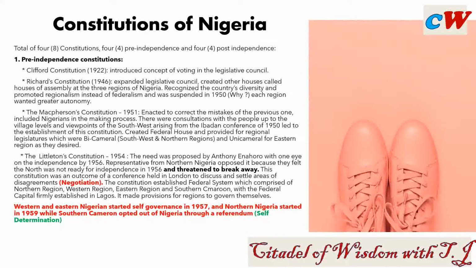The third constitution was in 1954, and that was the Littleton Constitution. The need for it was proposed by Anthony Enahoro, and at that time he already had one eye on independence by 1956. But what happened? Representatives from northern Nigeria opposed it because they felt the North was not ready for independence in 1956.